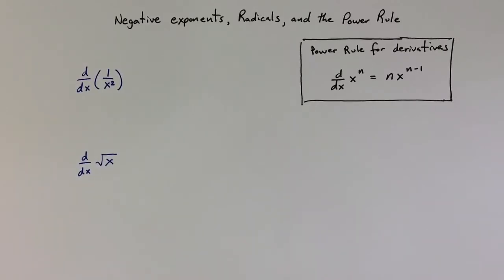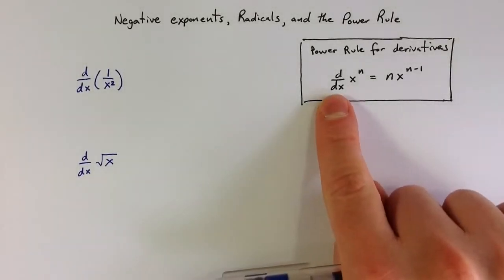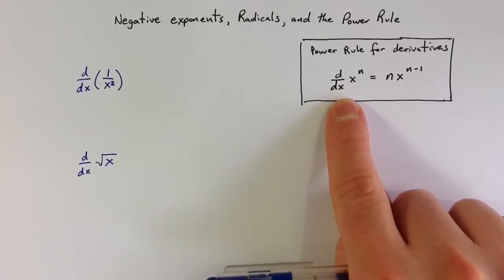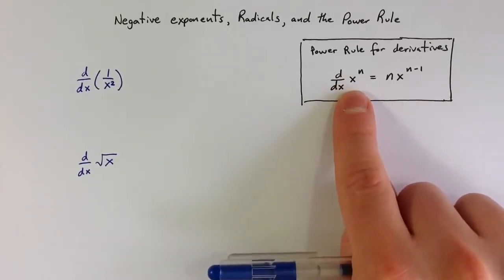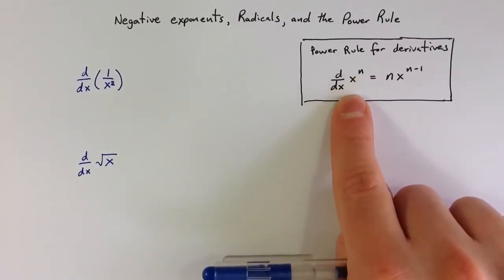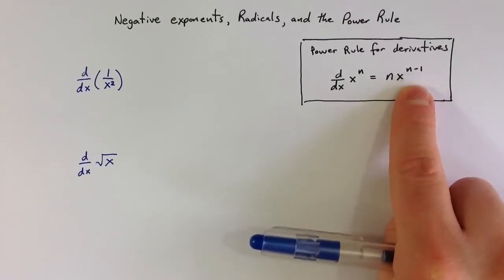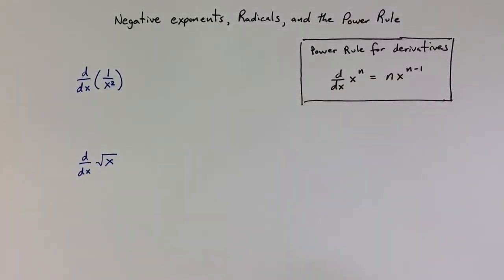Let's take a look at how negative exponents and radicals relate to the power rule. The power rule summarizes a pattern that we see from the definition of the derivative, which essentially is the following. For any expression of the form x to the n, the derivative of that is going to be n times x to the n minus 1 power. And that's true for any value of n.